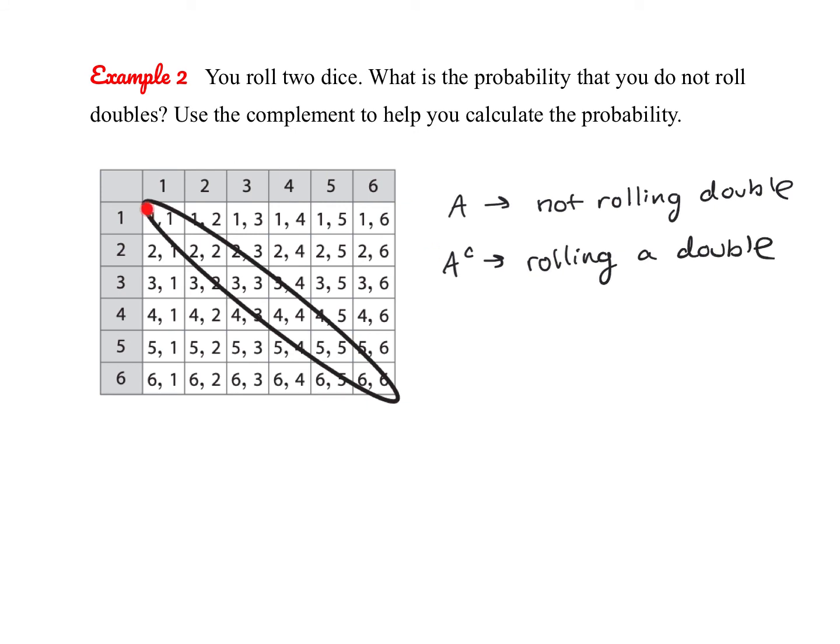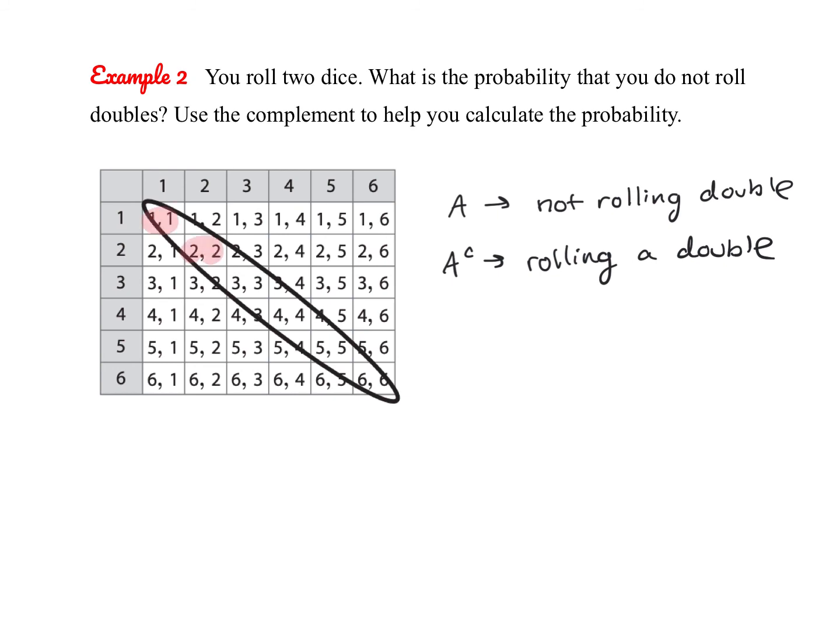And if you list out all of the possibilities of rolling 2 dice, here are all of your possible outcomes. You can see that it's a lot faster to count the number of times that you roll a double than to count all of the times that you don't roll a double. So here it's actually easier to use the complement.